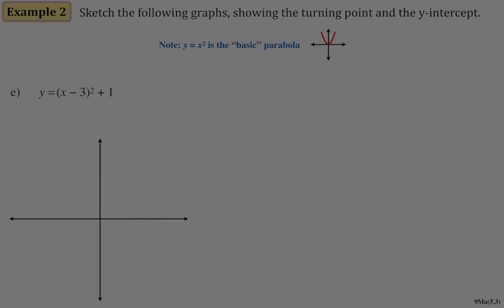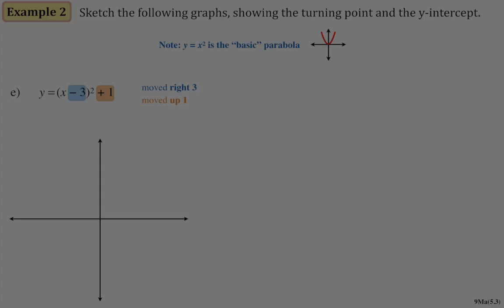Now let's have a look at part E. This is trickier again because there's brackets, which means it's left or right movement happening. There's a plus 1, which means there's also up or down movement happening. So when we compare it to our basic y equals x squared, this graph is moved right 3 and up 1. Because of that minus 3, it's moved right 3 because that's inside the brackets. And because of that plus 1, it's moved up 1.